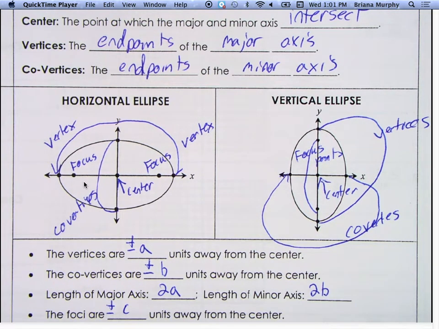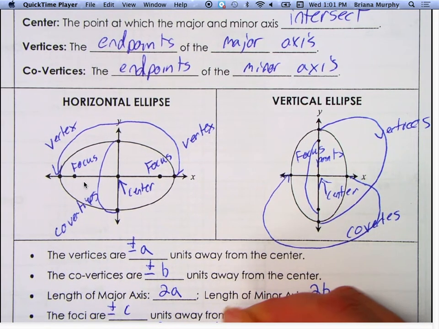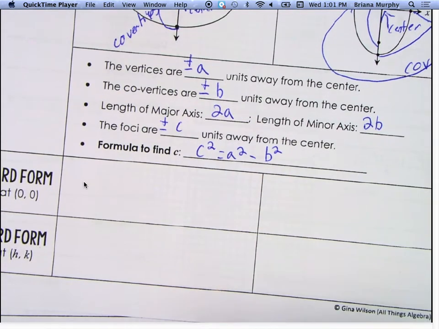The formula to find this is c squared equals a squared minus b squared. Notice this is not the Pythagorean theorem. What is it missing? What's there instead? Right, a negative instead of a positive.